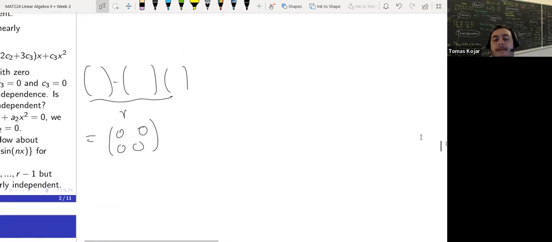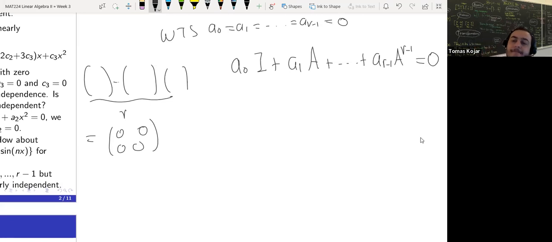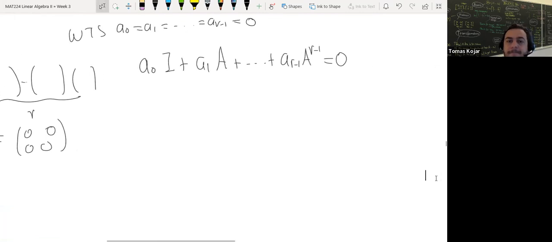All right. So as usual, you look at the relation a_0 times the identity matrix plus a_1 A plus ... plus a_{r-1} A^{r-1} equaling 0. This is the requirement, and we want to show that a_0, a_1, up to a_{r-1} are all 0. So let's do that. The trick is you multiply by A each time.